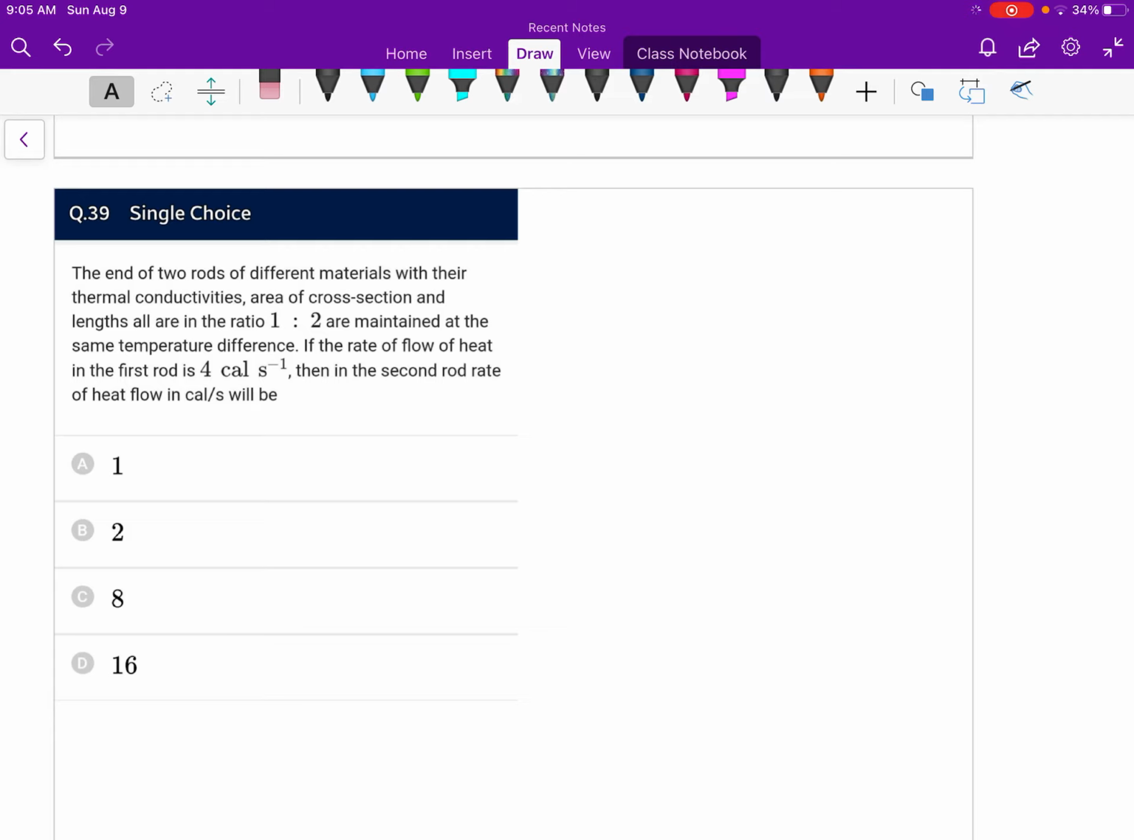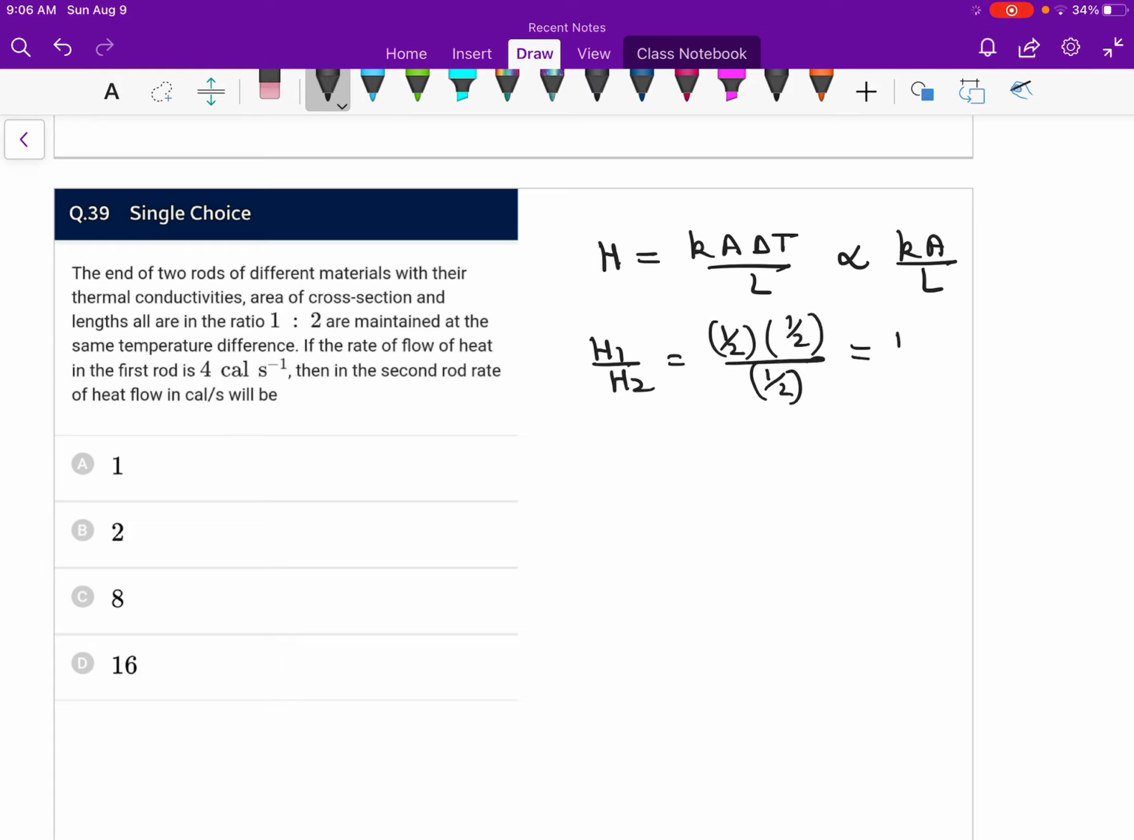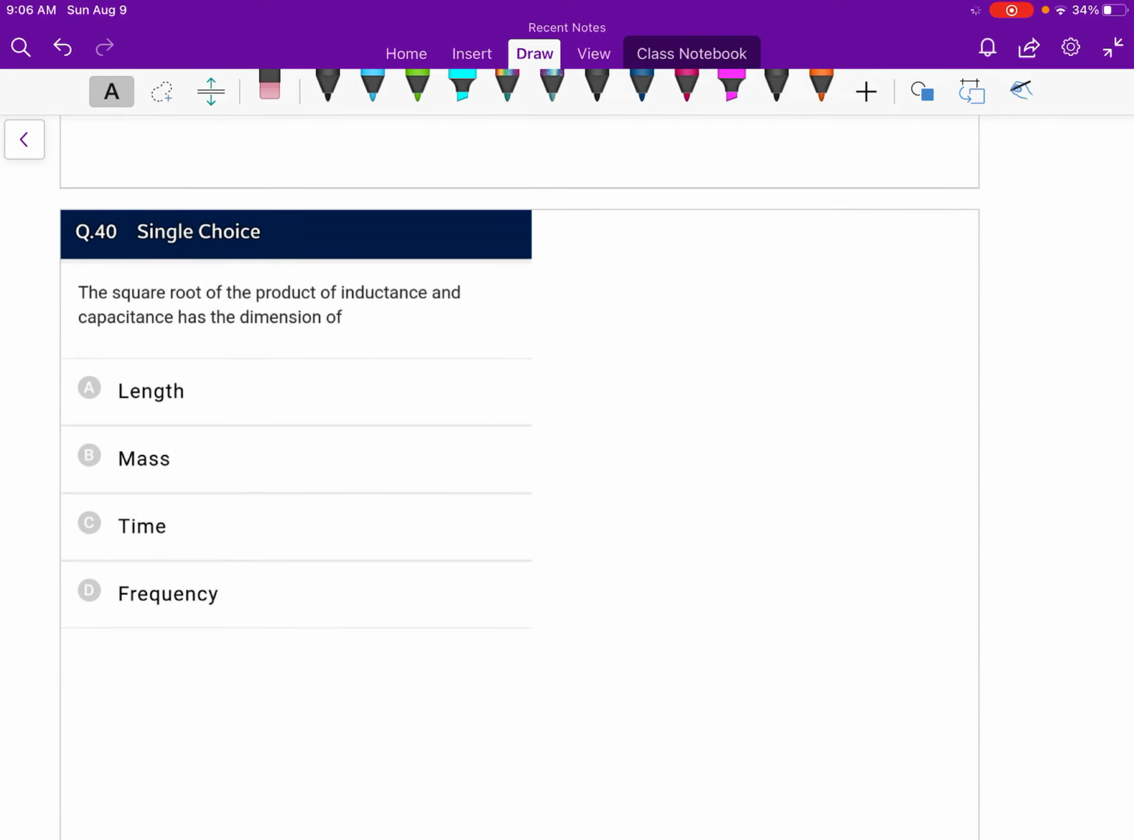The ends of rods of two materials, with their thermal conductivity, area and length in the ratio 1:2, and the temperature difference is the same. So H, which is KAΔT upon L, is proportional to KA upon L. So then in the second rod, rate of heat flow, H1 upon H2, K ratio 1/2, A ratio 1/2 and length ratio 1/2. So this is 1/2. So H2 is 2H1, which is 8 calories per second. So C is the correct option.